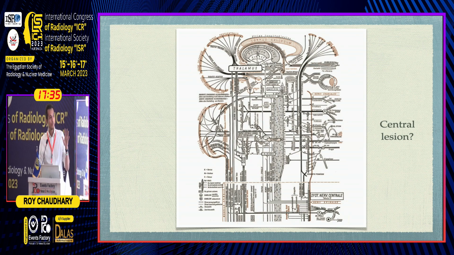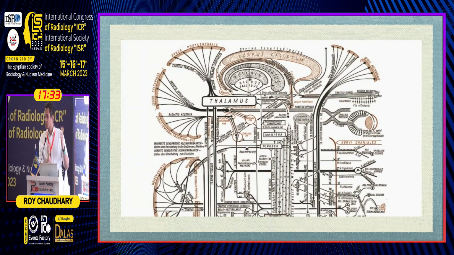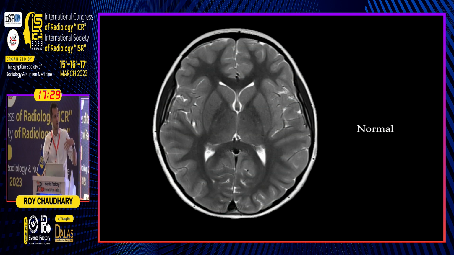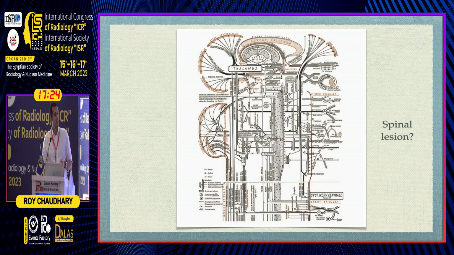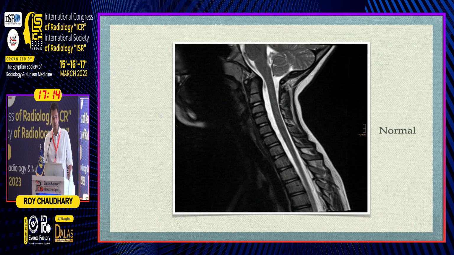So the first thing you think about is, is there any central lesion? Is there anything in the brain or spinal cord that could be causing the problem? So they first started with an MRI brain, which was normal. The question was, could this be a spinal cord problem? So we started from the brain, we would look at the axis in the spine, and we did the cervical spine MRI. Again, that was normal.